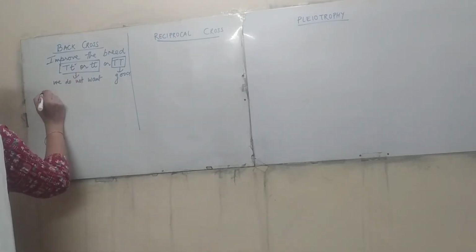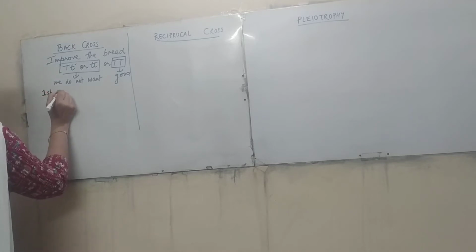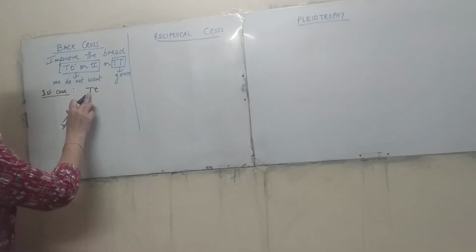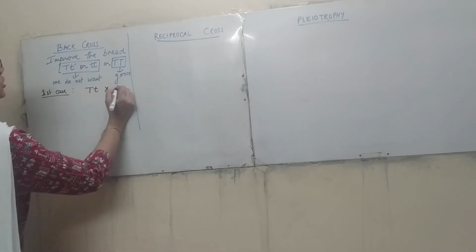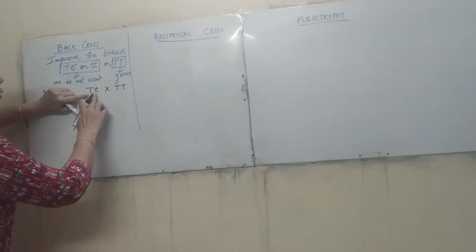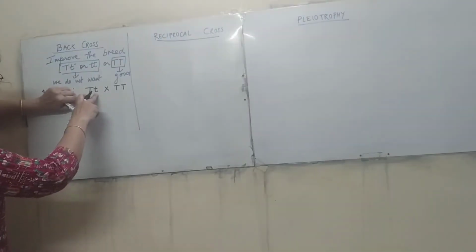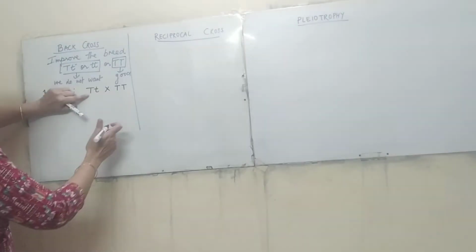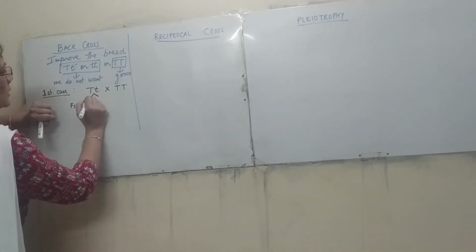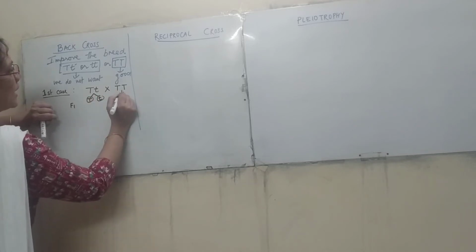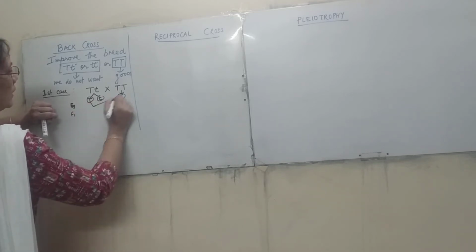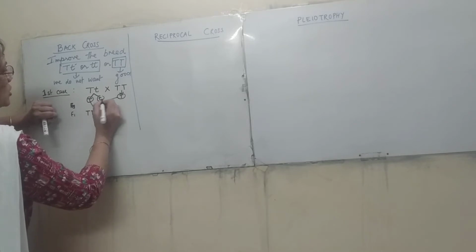Now if I take the first case, capital T, small t, that is heterozygous dominant is crossed with homozygous dominant. So here we see that though this plant is tall, it has a recessive gene, it is carrying a recessive gene. So in the F1, the gametes will be first T, and here all the gametes will be T. Now the F1 generation will show this combination.